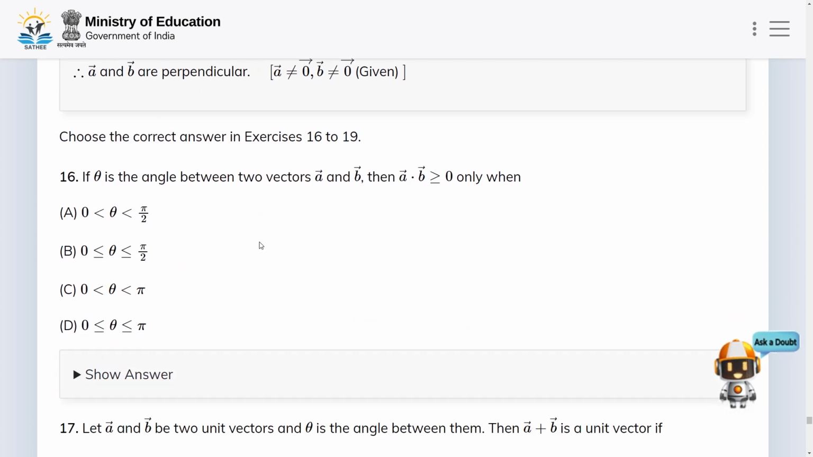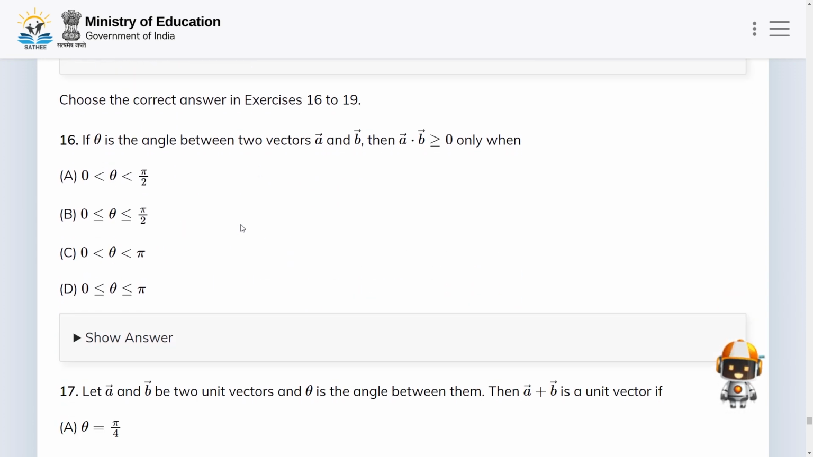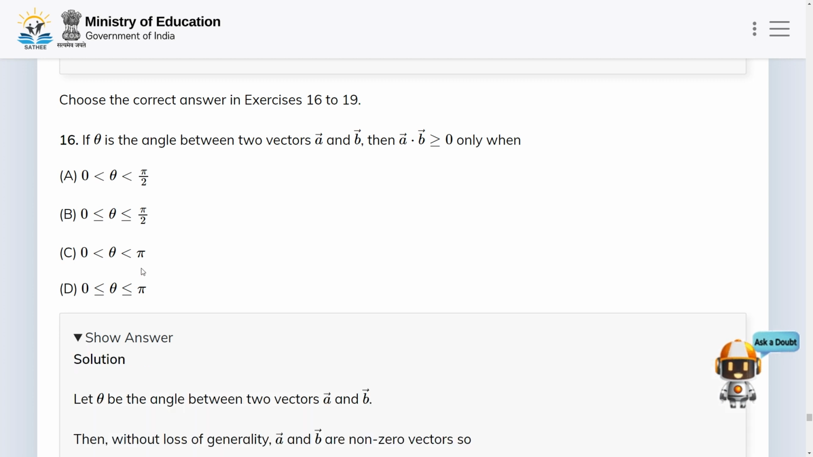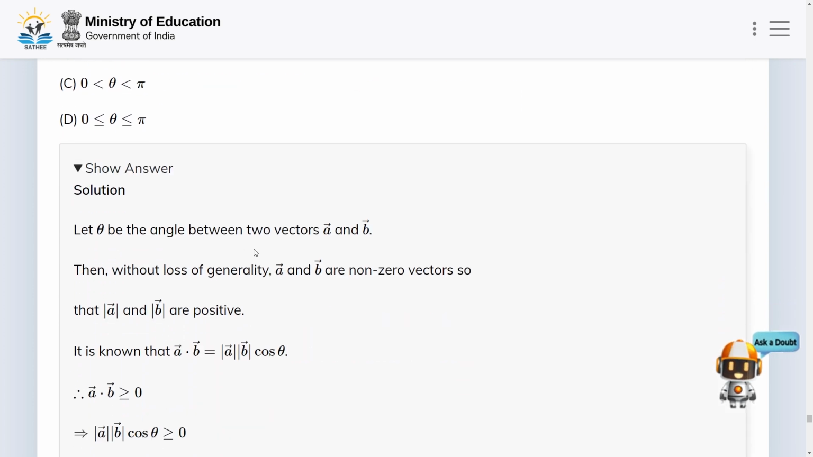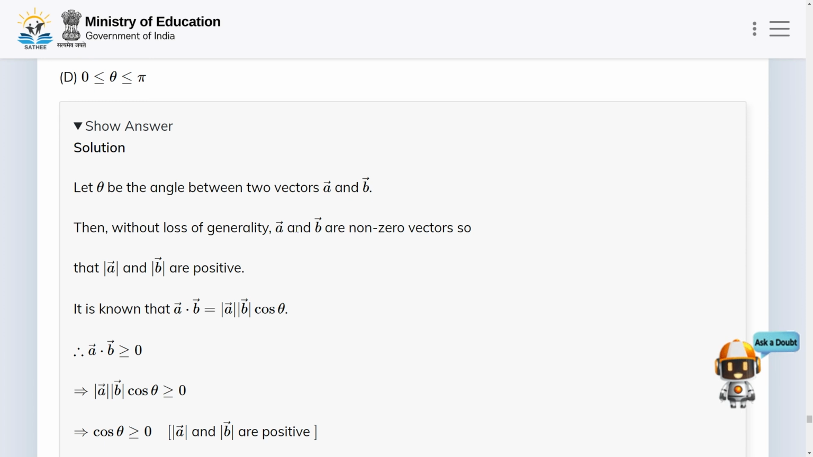Clear? Now 16th problem. If theta is the angle between two vectors A and B and the dot product is greater than or equal to 0, then what is the possible range theta can take, or in what interval will theta lie? Quite simple. Theta is the angle between the A and B vectors. Okay, without loss of generality, you can take A and B as non-zero vectors. Okay, now what?